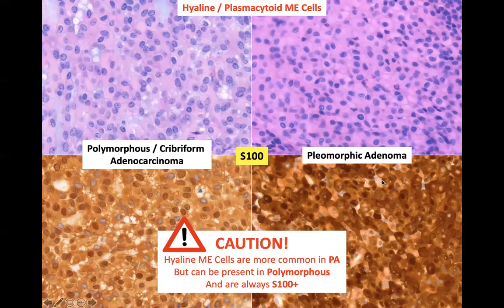And you might remember that the hyaline myoepithelial cells are also negative for P40, P63. So on a very, very small biopsy, you could just be getting an isolated area of a PA as opposed to a polymorphous/cribriform. But if you have a larger biopsy or in fact a resection, then this pattern can be helpful if present diffusely.